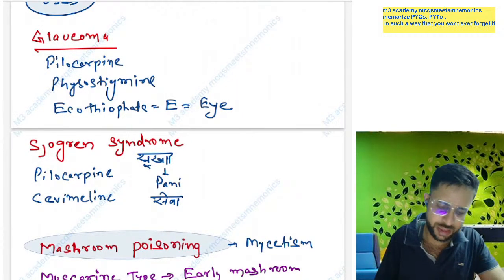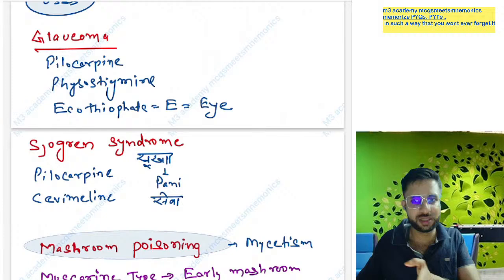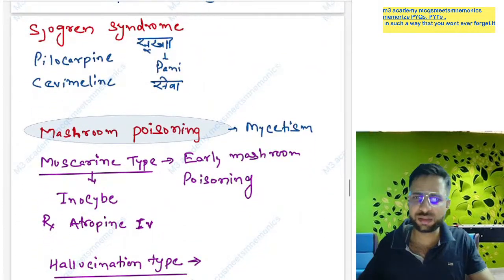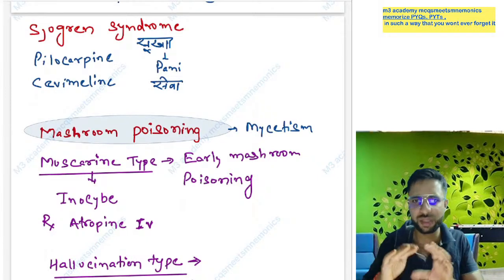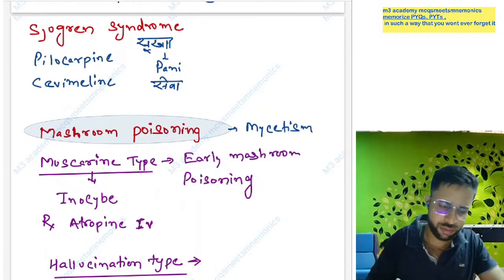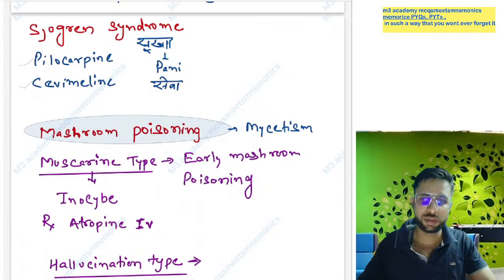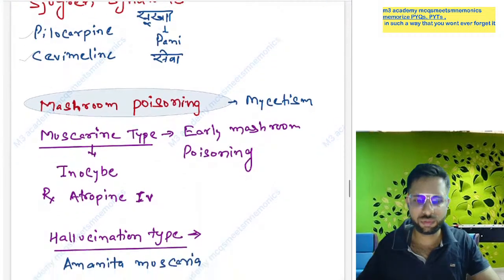So ichthyophat has an E for eye, so this is used in conditions of the eye, meaning glaucoma. Now Sjogren syndrome. Sjogren syndrome starts with S for sukha. So what happens in the eye? Dryness. So we have to use पानी, पानी meaning pilocarpine and cevimeline. So we will serve the patient. So pilocarpine and cevimeline are used for Sjogren syndrome.